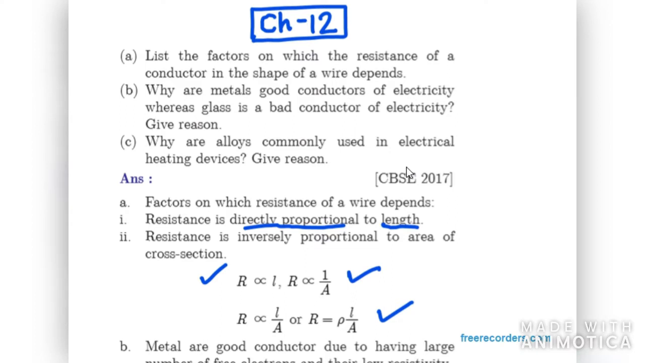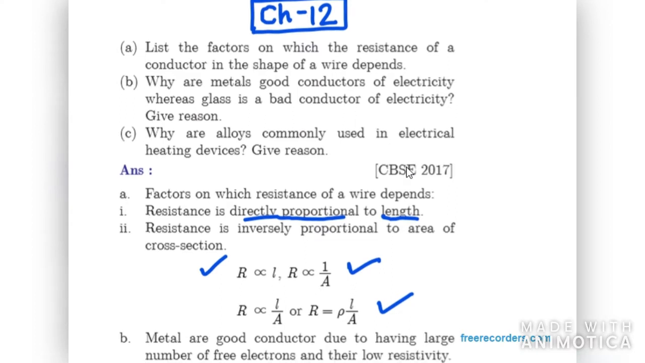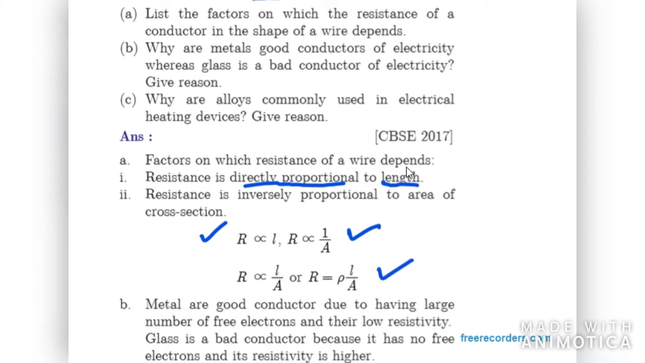Now moving on to second part, it says why are metals good conductor of electricity whereas glass is a bad conductor of electricity. Metals are good conductor because they have large number of free electrons in it and their low resistivity. Due to their low resistivity, they are considered to be good conductor of electricity. Whereas in the case of glass, it has no free electrons in it and therefore the resistivity is quite higher as compared to metals. That's the reason metals are good conductor and glass is a bad conductor.